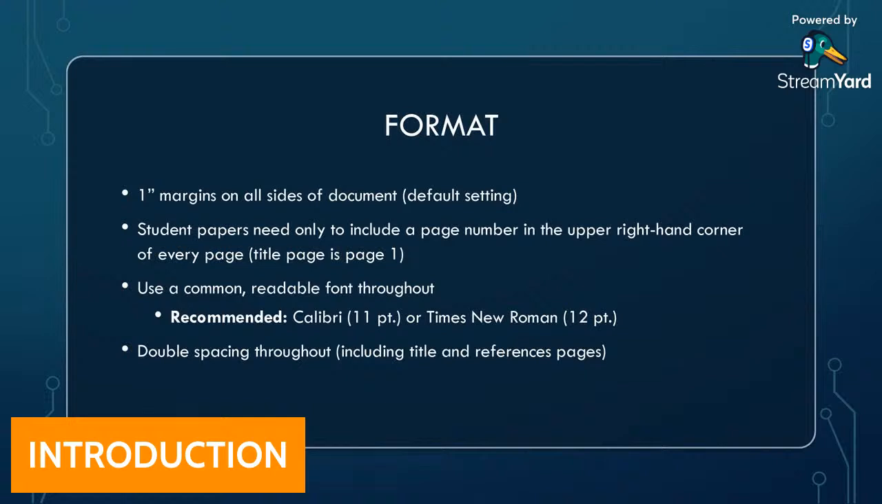And the second point is students' papers need only to include a page number in the upper right hand corner of every page, including the title page. Use a common readable font, and it provides two fonts in which you can write, and most popularly is Times New Roman in 12 size, and double spacing throughout, including title, references and pages. Means in APA style we have to provide double spacing. We have to use 2.0 spacing in MS Word after completing our research paper.